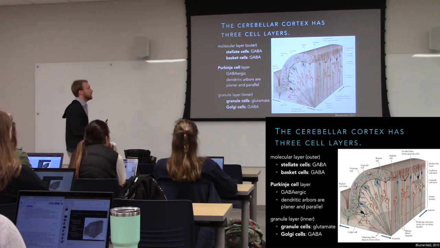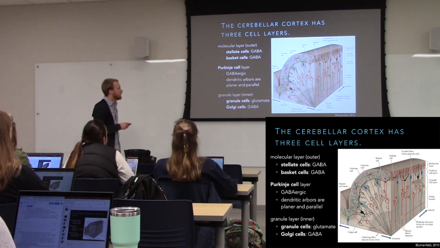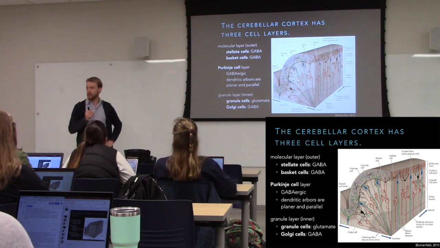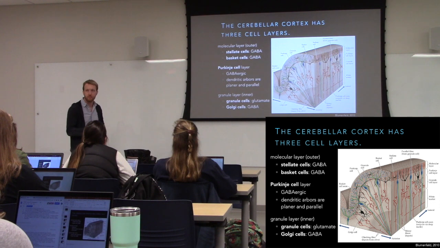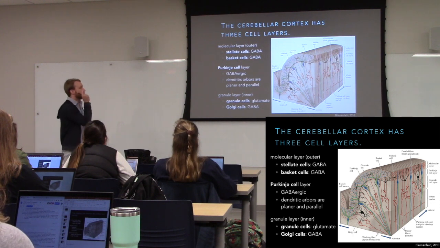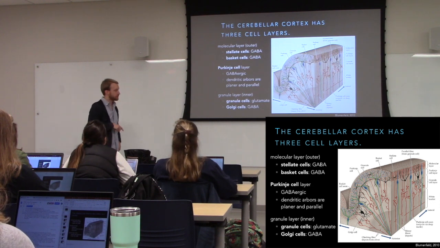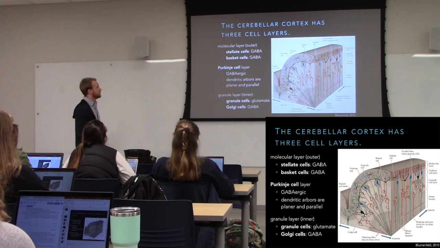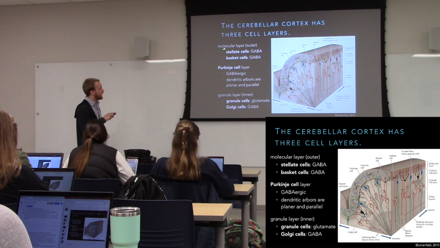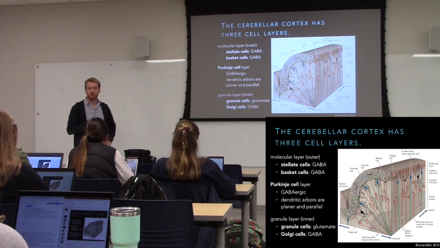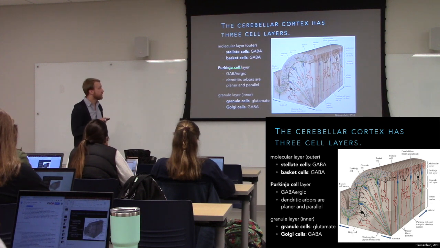The organization of the cerebellar cortex is in 3 layers. Unlike the cerebral cortex, which for the most part has 6 layers, except where it has 3, the cerebellum always has 3 layers. The outermost layer is what we call the molecular layer. Here we're going to find a couple of inhibitory neurons that are going to act on our Purkinje cells. Then we have our Purkinje cell layer, which is where you find the Purkinje cells. No surprise there. These are also inhibitory.